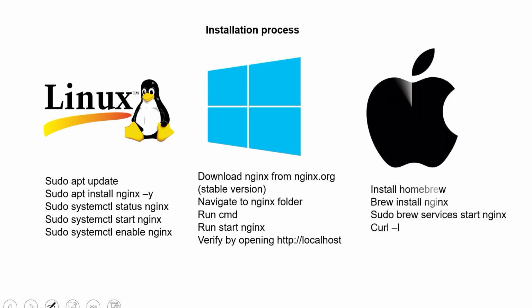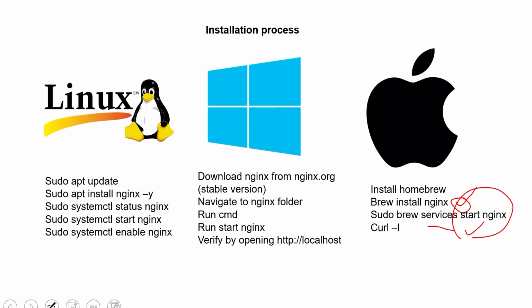Next is how you can install Nginx on Mac operating systems. First of all, install Homebrew if you haven't installed it earlier. Brew install nginx. It will install Nginx. Sudo brew services start nginx. If your Nginx service is stopped or not started, you can start the Nginx process.